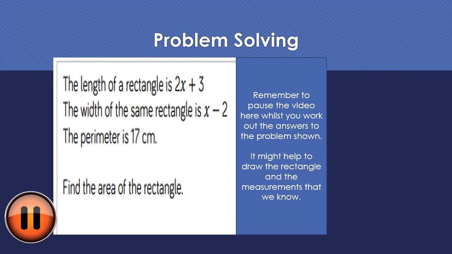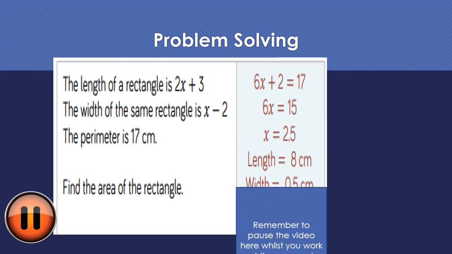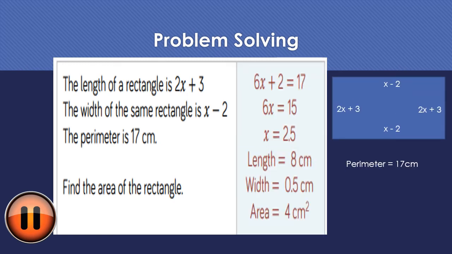Fantastic. Now let's go through it together. You'll see here I've drawn the rectangle to help us visualize the problem a bit better. We know that the length of the rectangle is 2x plus 3, and you'll see that I've written those in. The width of the same rectangle is x minus 2, and I've written that in as well. And we're told that the perimeter is 17 centimeters.